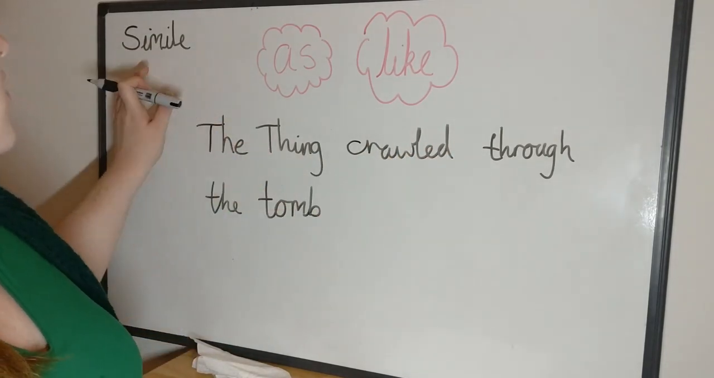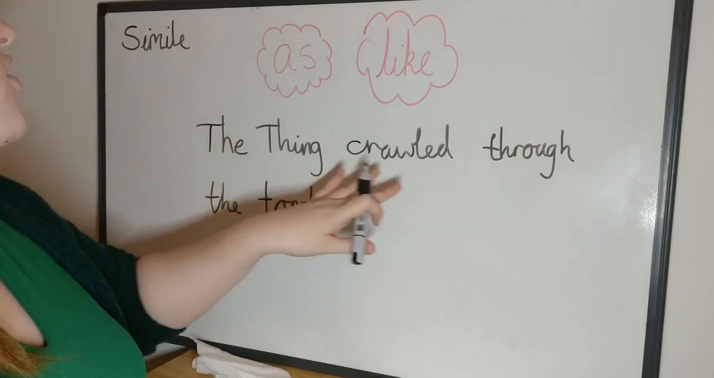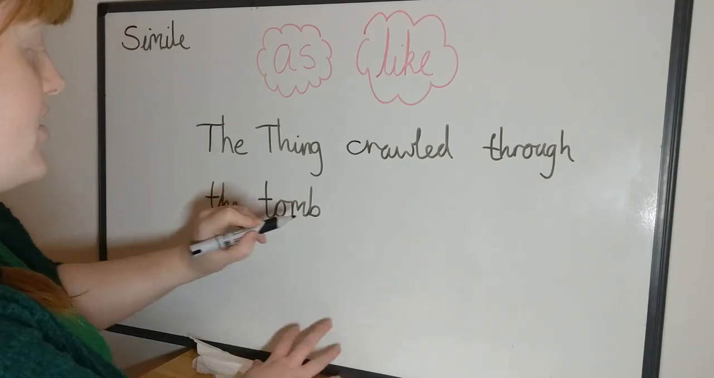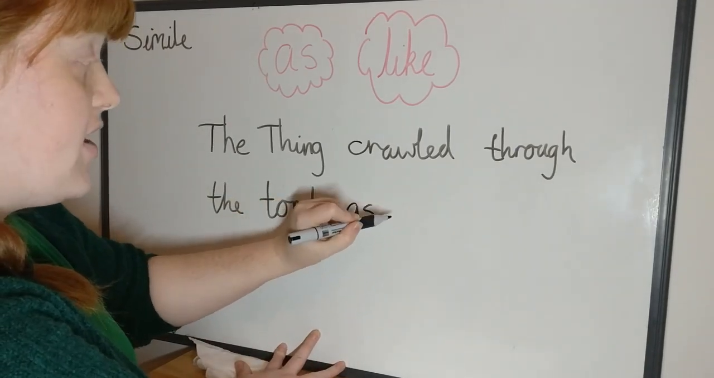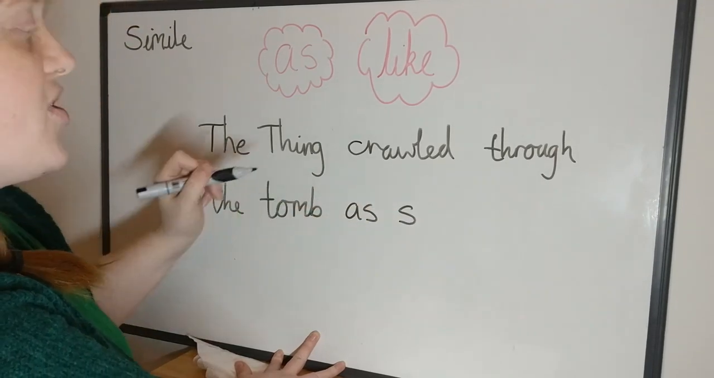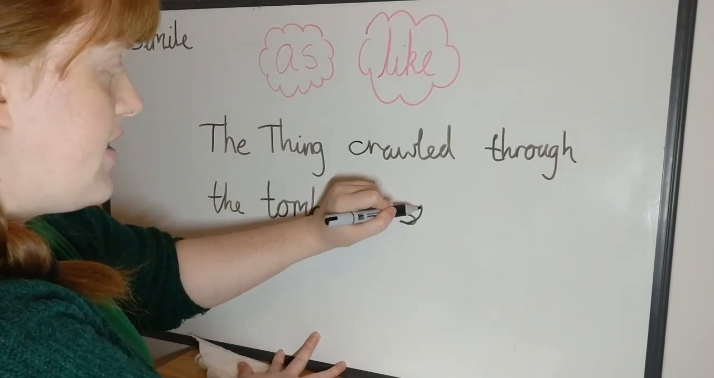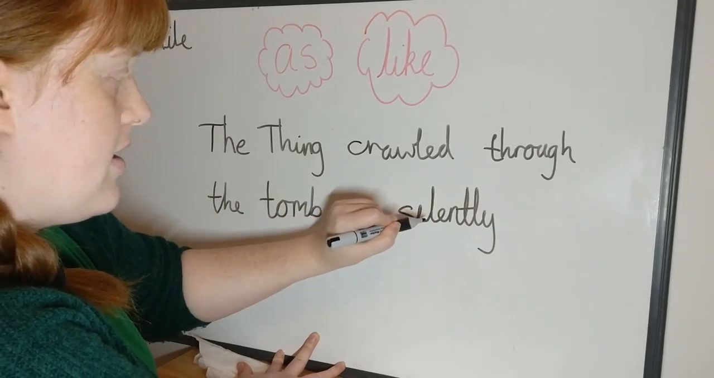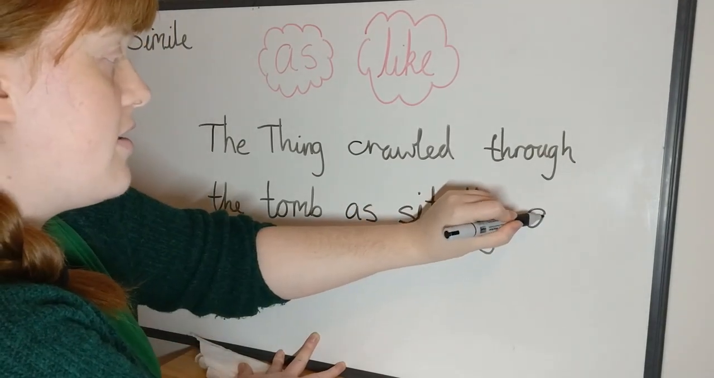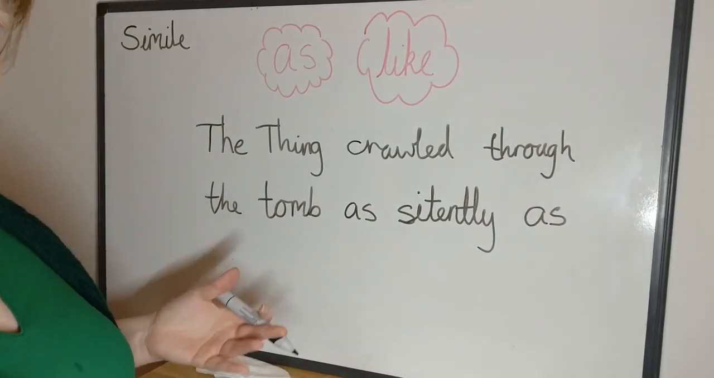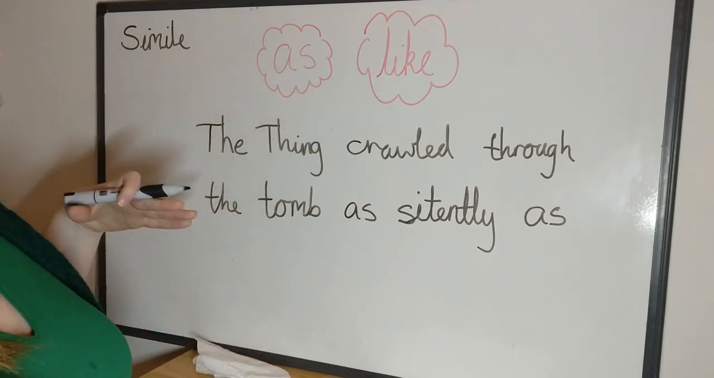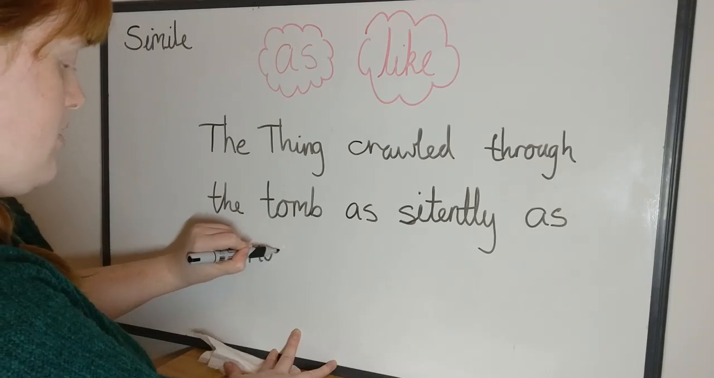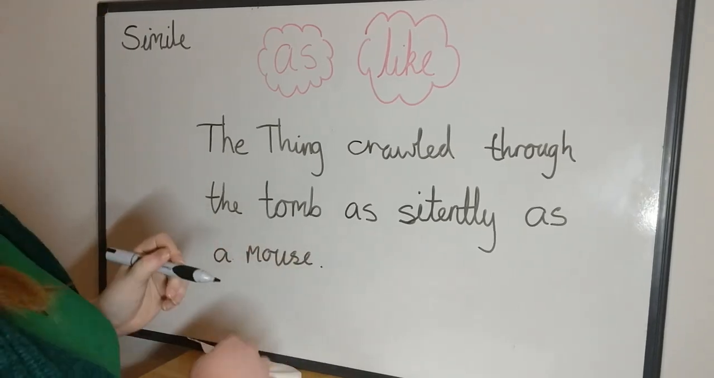And now we want to use our simile. The thing crawled through the tomb as silently, because it's going to creep up on our Egyptologist without them knowing, silently, as, and I want to think of something that's really quiet. The thing crawled through the tomb as silently as a mouse. Okay. So I've got a simile.